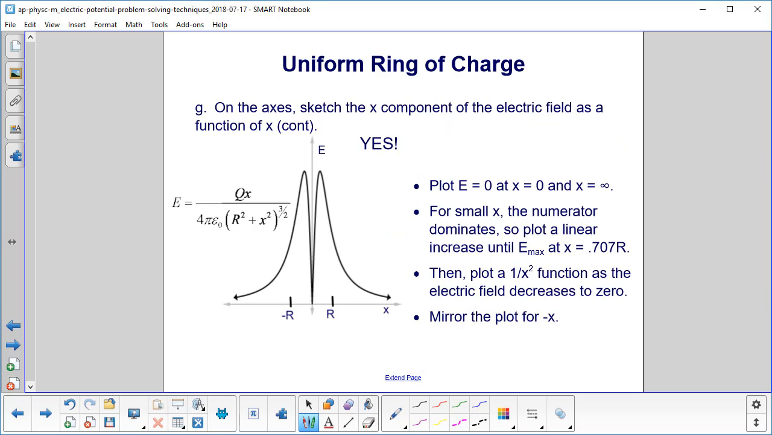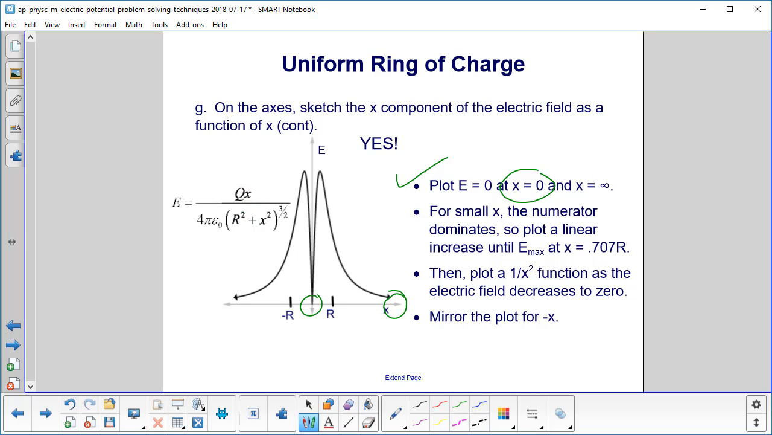Yes, you can sketch this. For example, at x equals 0, you know that the electric field will be 0. So that's this point here. For large x, as x goes to infinity, x squared will be much greater than r squared and will dominate. You'll have x over x squared, that's 1 over x. You'll go to 0 there also. So those are the 2 points there.